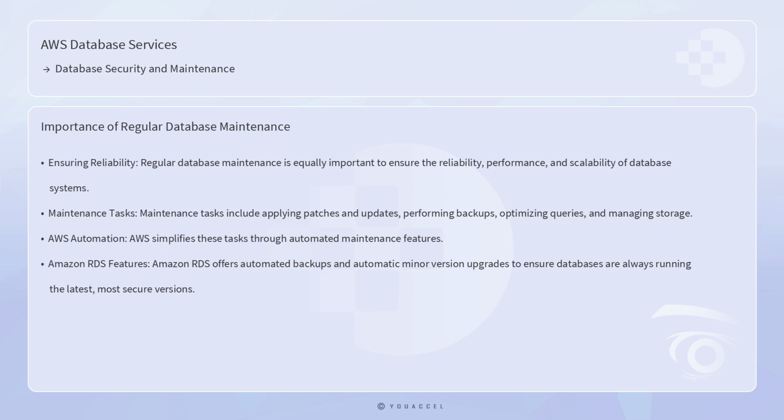Regular database maintenance is equally important to ensure the reliability, performance, and scalability of database systems. Maintenance tasks include applying patches and updates, performing backups, optimizing queries, and managing storage. AWS simplifies these tasks through automated maintenance features. For instance, Amazon RDS offers automated backups, which include daily snapshots of the database and transaction logs, allowing point-in-time recovery. Users can also enable automatic minor version upgrades to ensure that their databases are always running the latest, most secure versions.